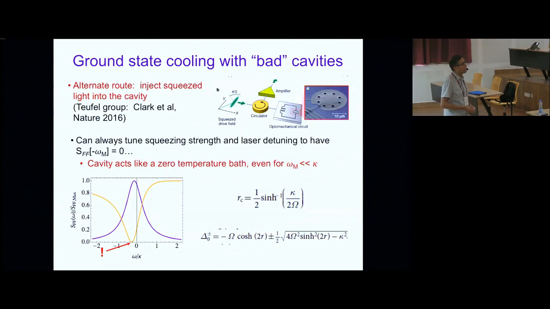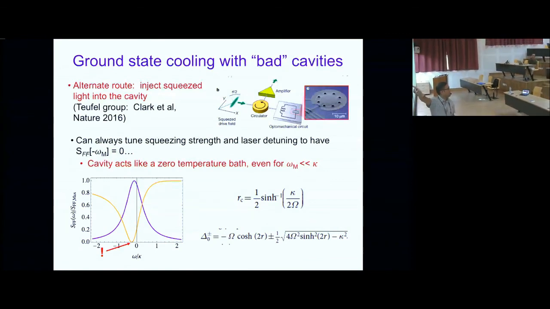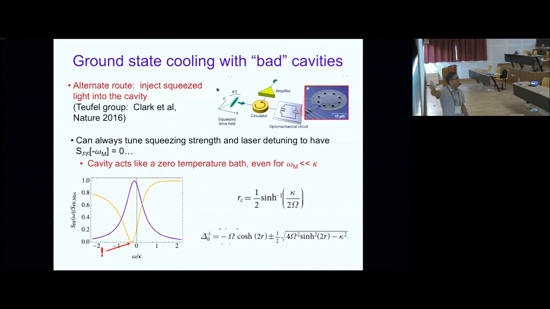So here's another way of using this kind of interference trick. This is not actually what the quantum noise spectral density looks like, but can I use interference to kill the emission noise? Can I do that without having to use a different kind of optomechanical coupling? So this is an experiment from John Teufel's group.